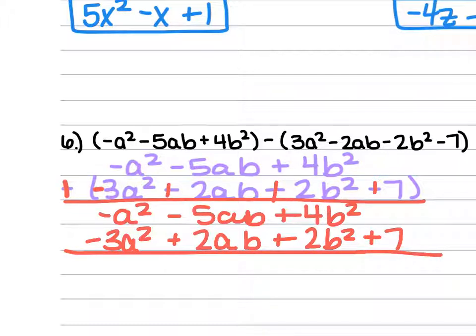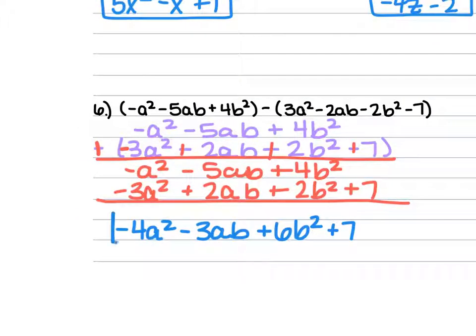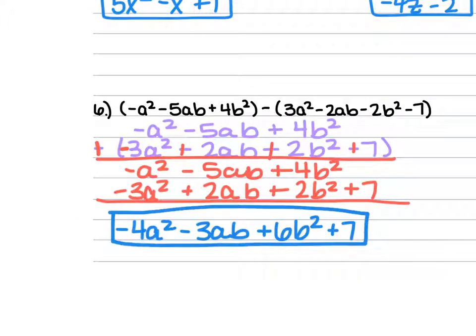So the negative a squared minus 3a squared is negative 4a squared. The negative 5ab plus 2ab is negative 3ab. The 4b squared plus 2b squared is 6, so positive 6b squared, and that plus 7 gets dropped down. So we have negative 4a squared minus 3ab plus 6b squared plus 7.